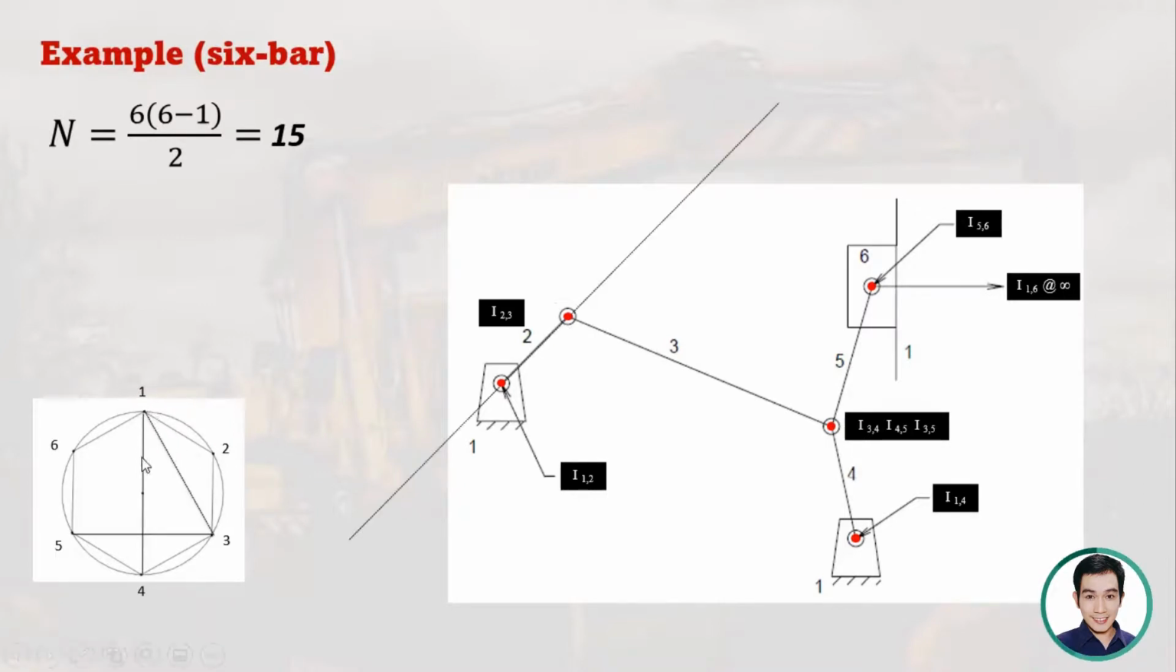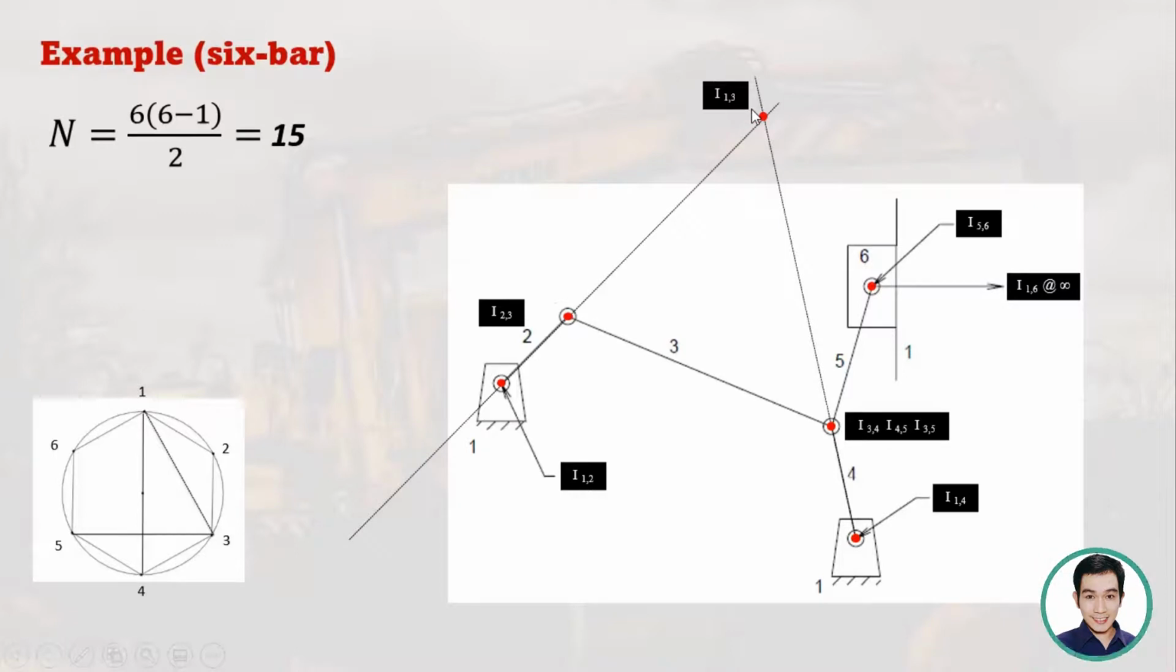And then we connect also the 1,4 and 3,4. So the 1,4 is here and the 3,4 is here. So we connect the 1,4 and 3,4. The intersection now is the IC 1,3. So that's the triangle. So we have here 1,3.